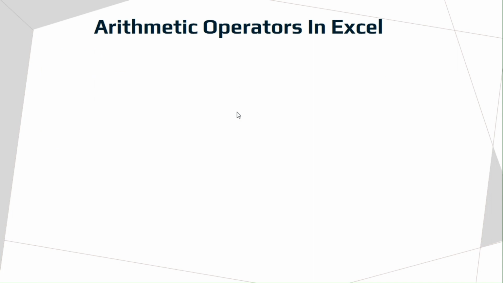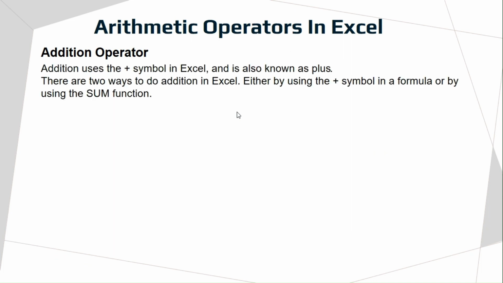In Excel, we have the arithmetic operations. The arithmetic operation goes hand in hand with the Excel formulas explained in the previous lesson. We have different operators in Excel. First, we'll start with the addition operator. Addition uses the plus symbol in Excel, and it's also known as plus. There are two ways to do addition in Excel. Either using the plus symbol in a formula or by using the sum function. We'll take a look at that now.